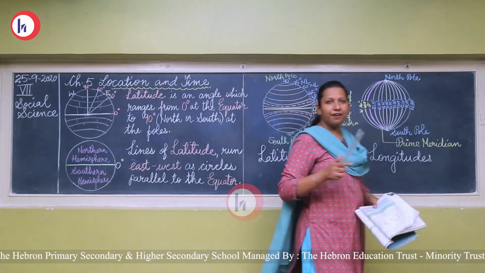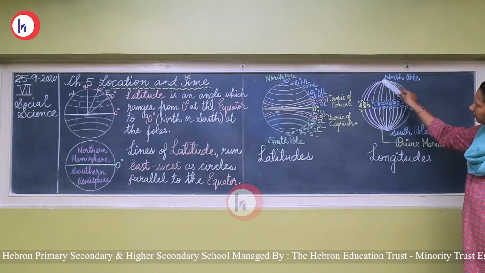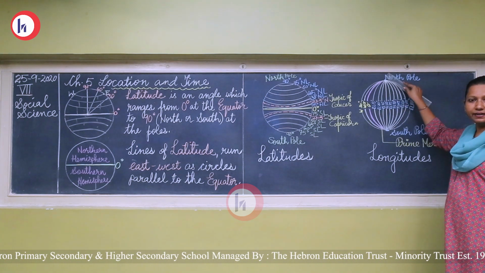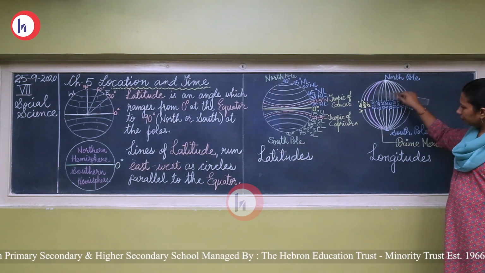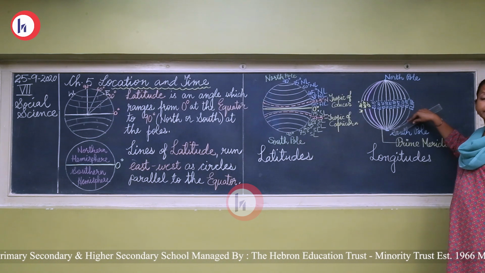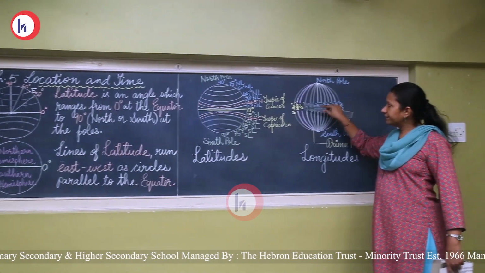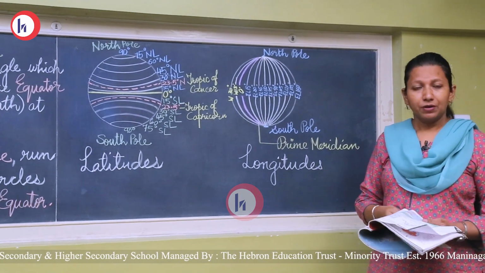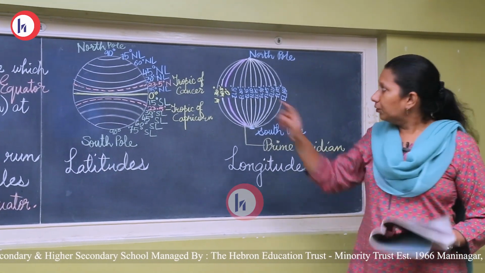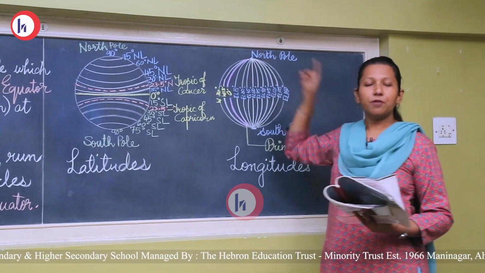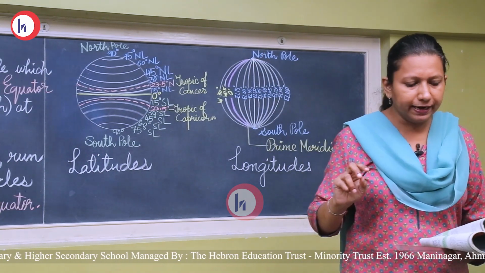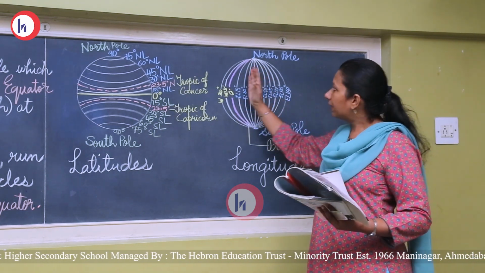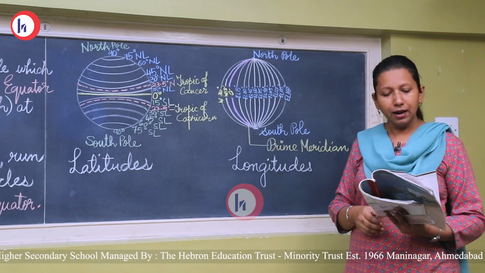Now see here, I have marked this purple color zero vertical line, which is drawn from the north to the south pole. Why have I highlighted it in purple color? Because it passes through Greenwich, it is called the prime meridian. What is the prime meridian? The 0 degree longitude which passes through a place called Greenwich in England is known as the prime meridian because it divides the earth into two equal parts.